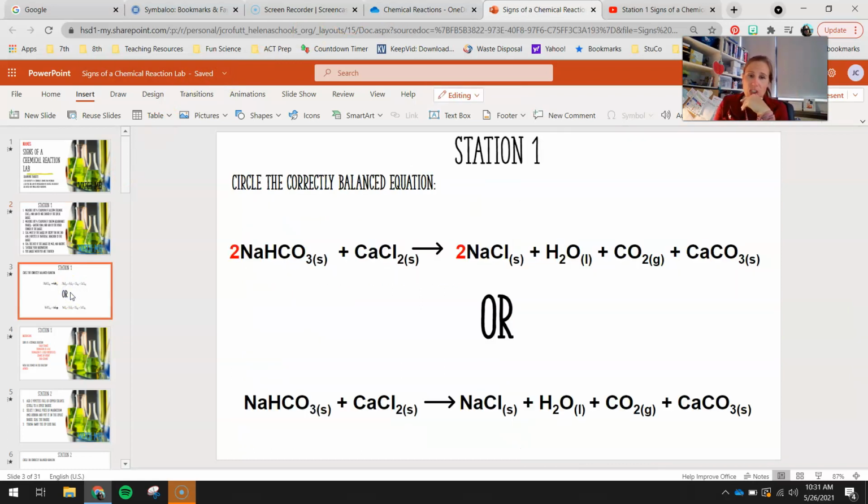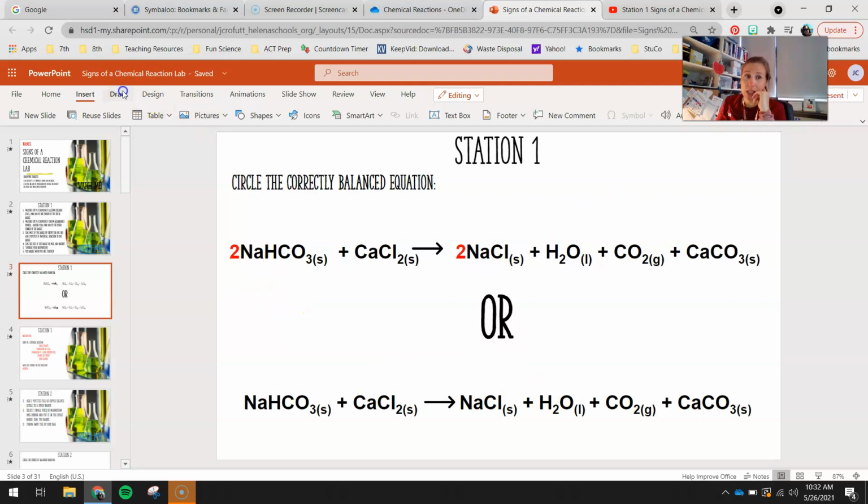Okay, so I'll go ahead and show you guys this first. This won't be on all of your stations, but it will be on some of your stations. Basically, you guys have 2 equations here. One is balanced and one is not. You guys will need to figure out which one is balanced and which one is not balanced, and you will circle the balanced one. So circle the correctly balanced equation. It's not necessarily the one with the coefficients. Sometimes equations are balanced with just one of every molecule that's in the equation. Okay, so make sure you guys go through.